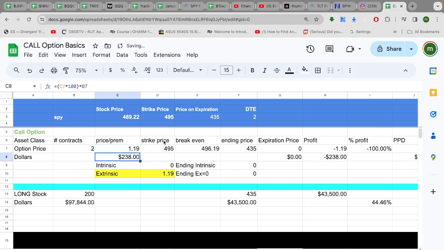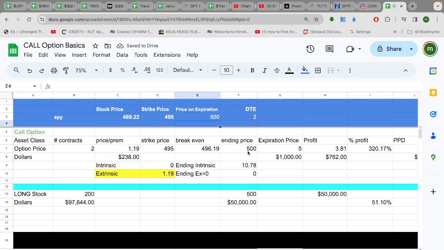$1.19. Strike price $4.95. So the break even, of course, is $4.95 plus $1.19, right? We're going to buy 2 contracts, but that doesn't affect the break even. The break even's just the price you pay plus the strike price. The break even's $4.96. So I'd like to see a nice round number of 500.